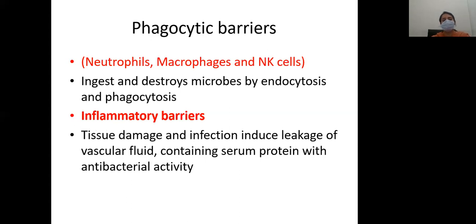And then there are phagocytic barriers. What are the phagocytic barriers? These are neutrophils, macrophages, and natural killer cells. What is their function? They basically ingest and destroy microbes by endocytosis and phagocytosis.